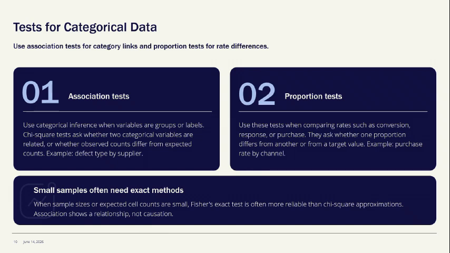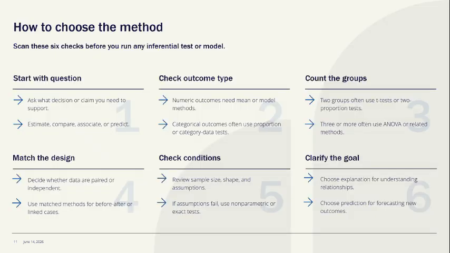Proportion tests compare percentages or rates. Examples include conversion rates, purchase rates, or response rates across different groups. When sample sizes are very small, Fisher's exact test is often preferred because it provides more accurate results than chi-square approximations. Remember, identifying an association does not establish causation.